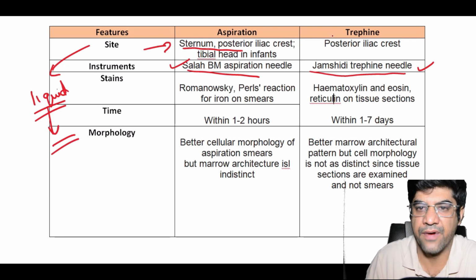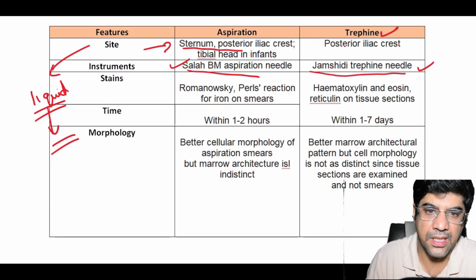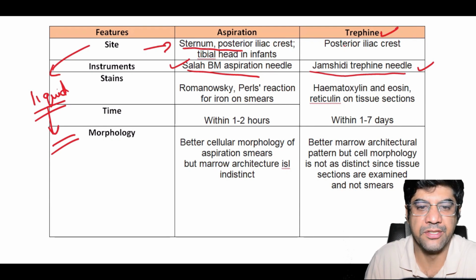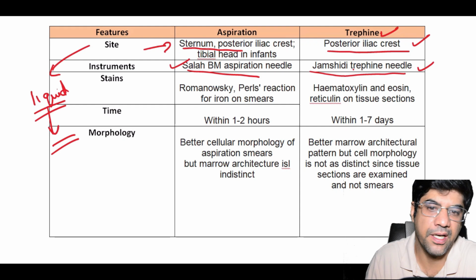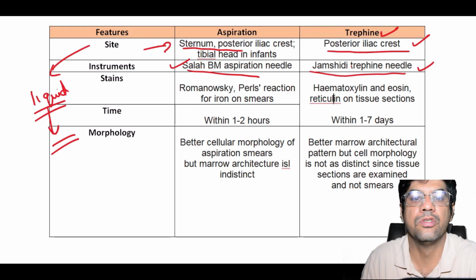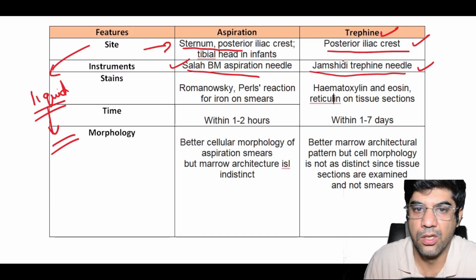Whereas the trephine biopsy is a procedure that is used to remove a small core of bone and marrow tissue using special needles. So the most common site is the posterior iliac crest. The doctor uses a different type of needle to extract a small sliver of bone and marrow. The sample is processed and examined under the microscope.